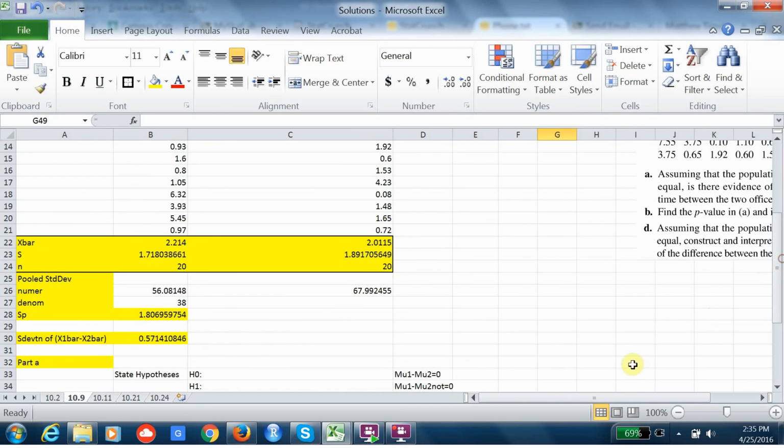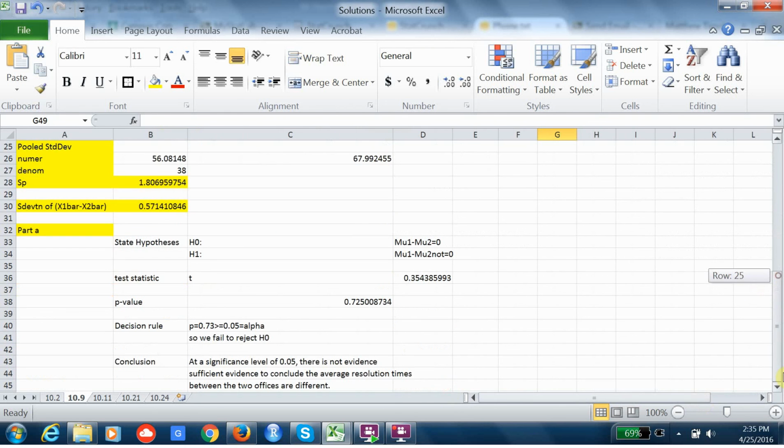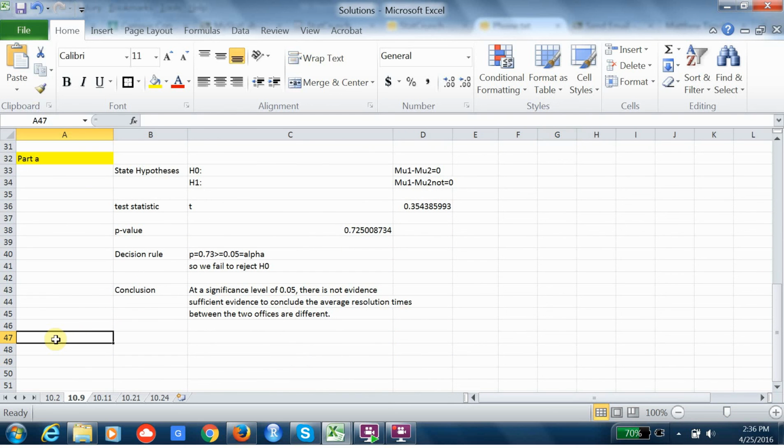Okay, part C, they want us to make a confidence interval. And it's going to be 95%. This actually is really easy. We've already computed everything, okay? So for part C, we need the margin of error. So we know that we're going to need the critical value. So I want the 95% confidence interval for mu1 minus mu2.